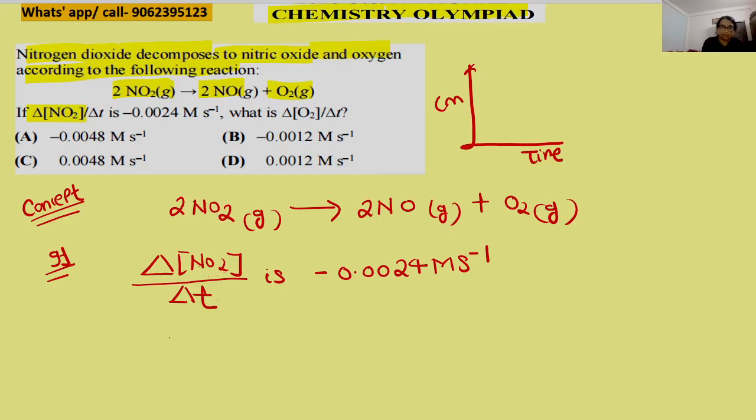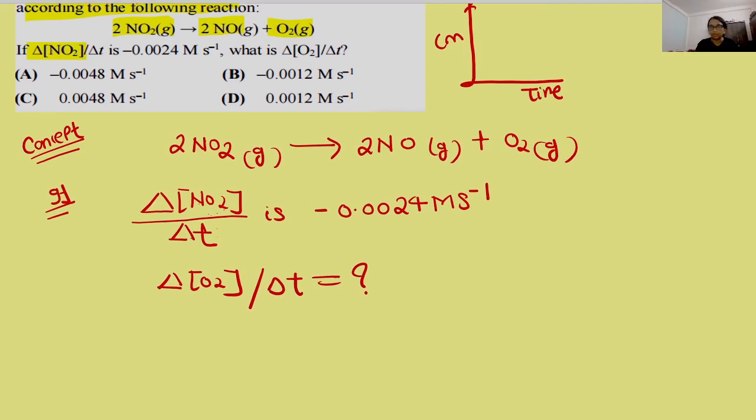Now they are asking what is the change in the concentration of oxygen with respect to time. We will calculate this value. How to calculate this value? We can calculate it with the help of the rate of reaction formula. Step number 1, the rate of reaction. Rate of reaction means the change in concentration with respect to time, known as the rate.